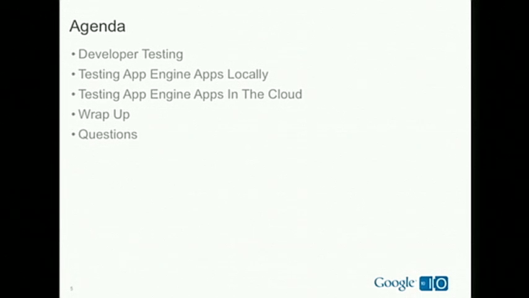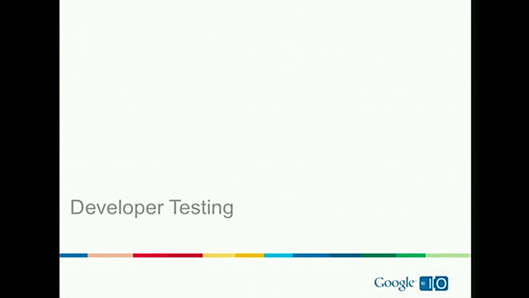Brief overview of what we're going to cover. I want to spend a few minutes talking to you about developer testing in general, and then we're going to talk about some techniques for testing your App Engine apps locally using the App Engine SDK. And then we're going to get a little bit more adventurous, and we're going to talk about techniques for running your tests in the cloud. And I've got some really, really cool demos planned that I think you're going to like. Then we'll wrap things up, and then I'll take any questions that you might have.